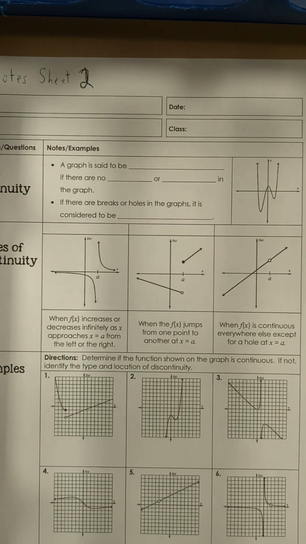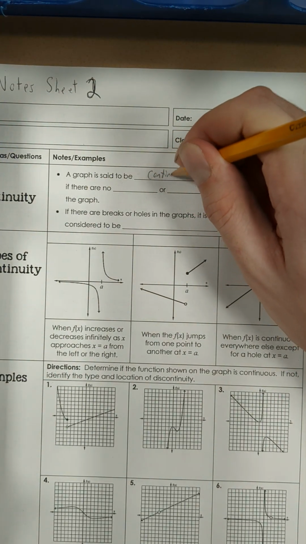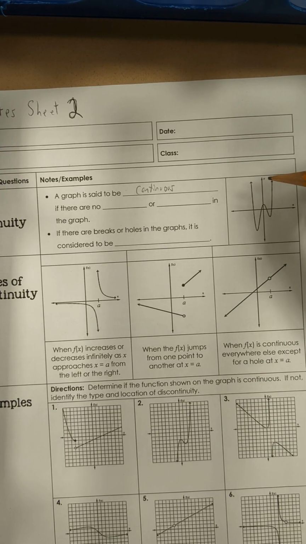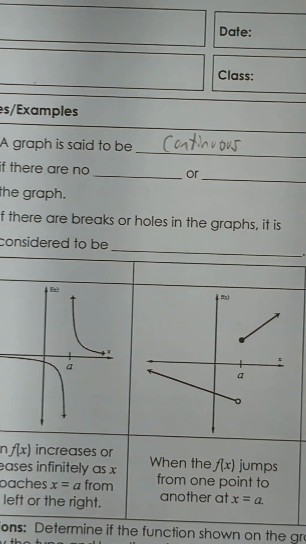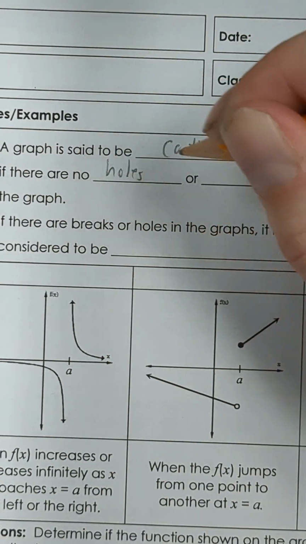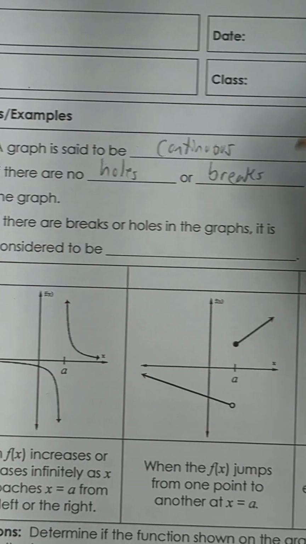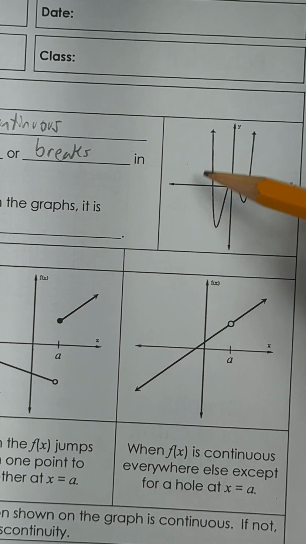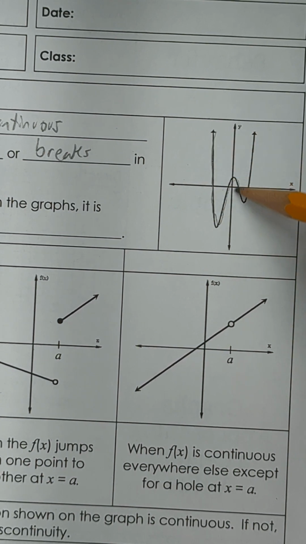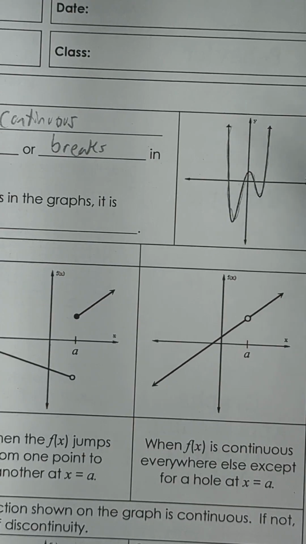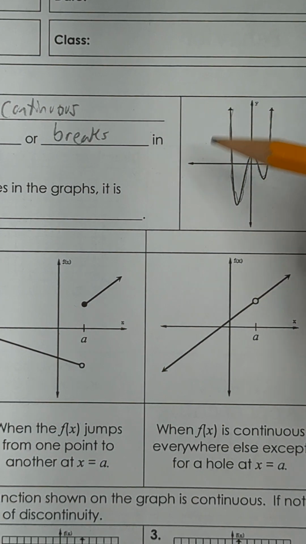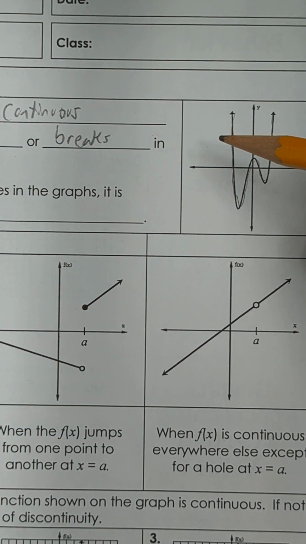Continuity. A graph is said to be continuous if there are no holes or breaks. This is a pretty intuitive concept. Basically it means that the graph never stops. You can draw it all in one big quick stroke without lifting your pencil off the paper. That's really all there is to it. If you can draw it in one quick stroke without lifting your pencil off the paper, then it is continuous. If you need to draw separate branches, pick your pencil up, do something else, then it's not continuous.